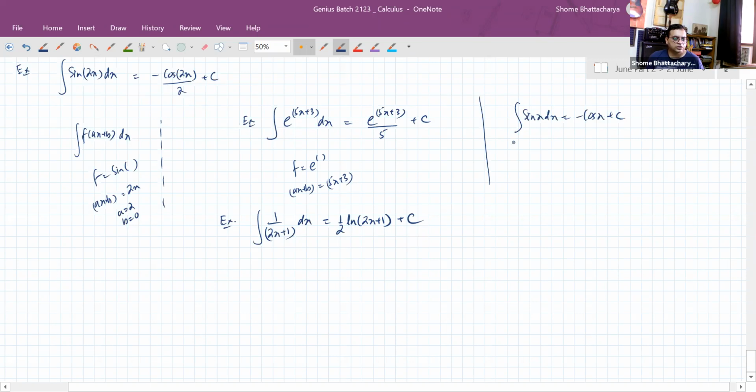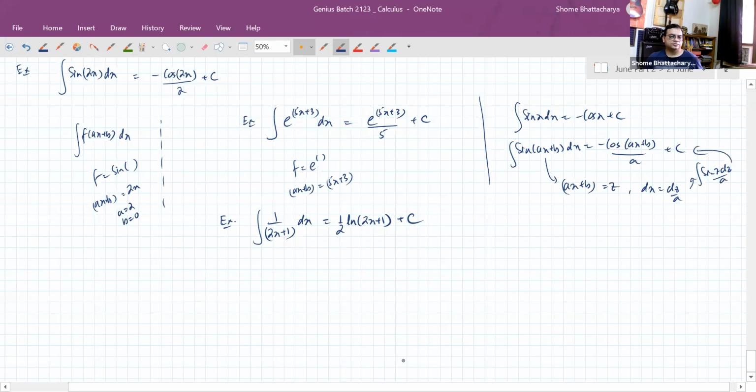So the integration of sine of ax plus b will be minus cos of ax plus b divided by a plus c, because you would have substituted ax plus b as z, na? Yes, sir. So dx is becoming dz by a. So the integration is becoming integration of sine z dz, but divided by a. So 1 by a comes outside. Next step, this becomes this.